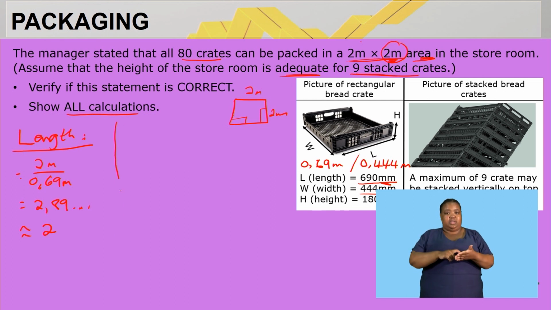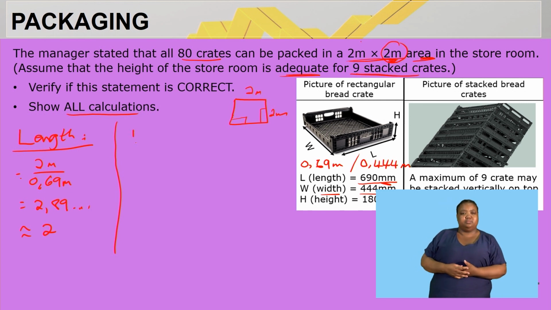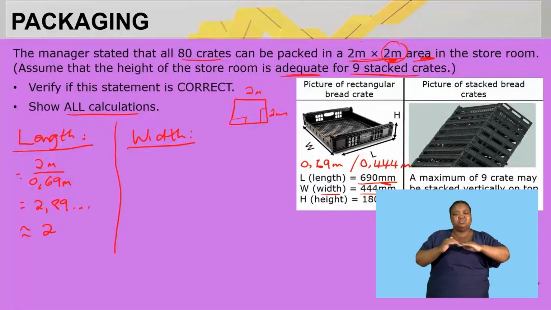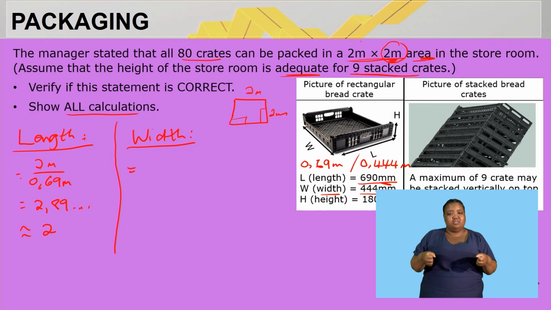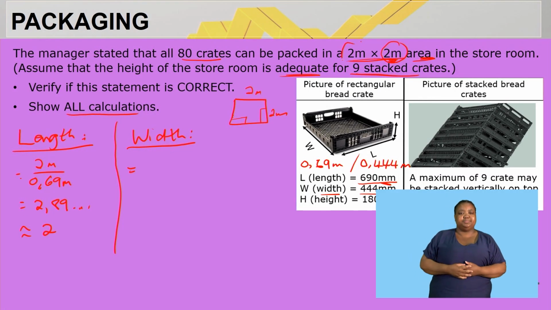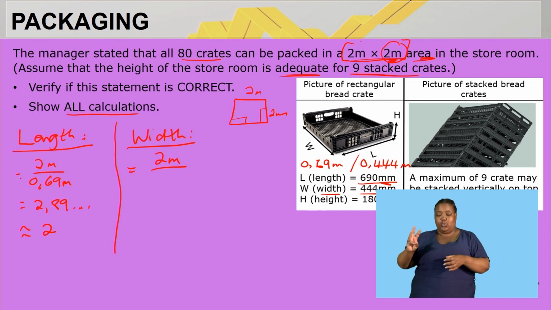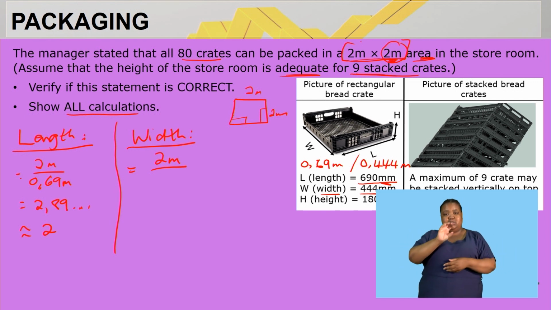Then, looking now at the width, remember, let me just indicate that so that we can follow what is happening. So in terms of the width of the room, how many of these crates can be stacked widthwise? Remember, the length and the width is the same of the room there, okay? So therefore, I'll take the 2 meters. I'll divide it by the width of the crate. So the width of the room divided by the width of the crate here.